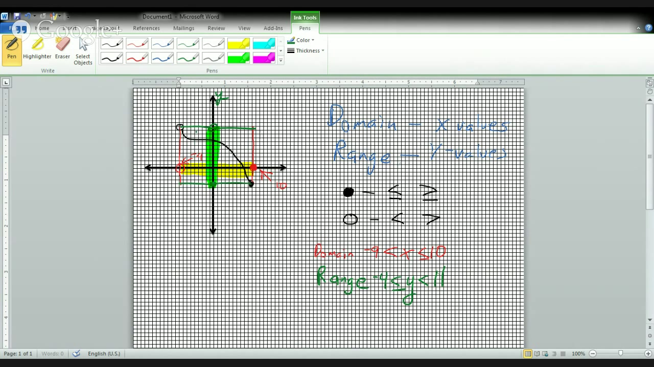So at any point, and let me just highlight our graph here, at any point on this purple graph, ooh, well, I did some funky stuff. At any point on that graph, we would find x values between -9 and 10, and we would find y values between -4 and 11. And hopefully that cleared some things up for you.